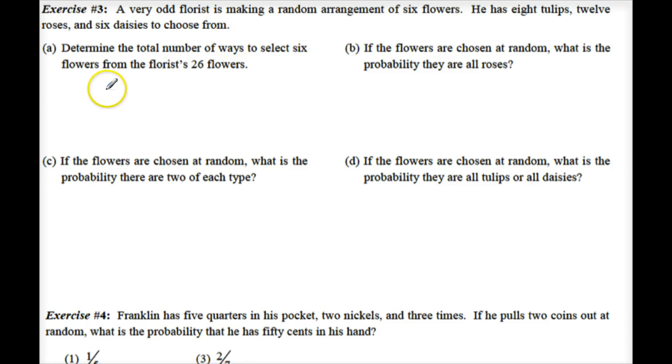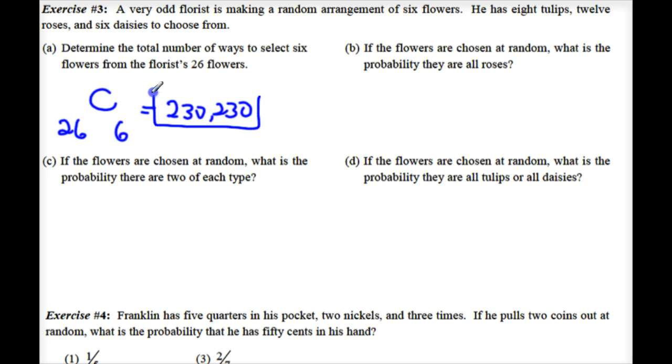So this is the easy one. There are 26 and he's choosing 6. So 26 choose 6 is 230,230. That's it. That's the easy one. Now B says, if the flowers are chosen at random, what is the probability they're all roses? So again, he has to choose 6. So this is my total.